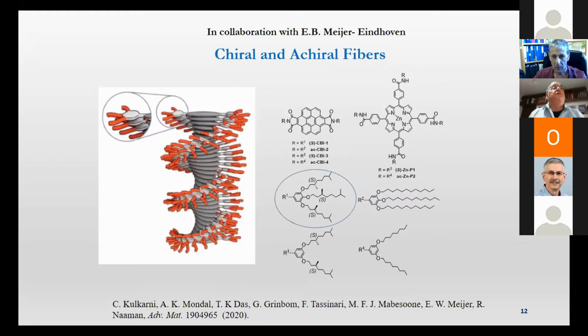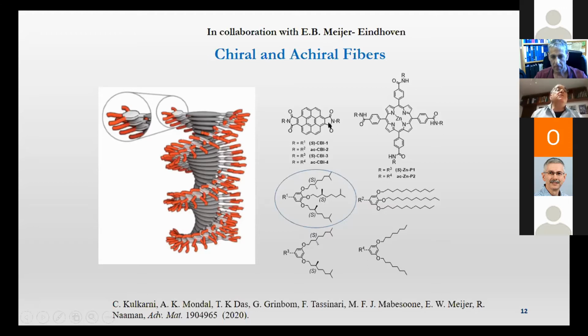Then we went forward to try to understand better the source of this spin polarization. In other words, what molecular parameters affect the spin polarization. And here we joined forces with Bert Meijer from Eindhoven, an organic chemist, and he synthesized these molecules. And these molecules, as you see here, are not chiral, but on the side, he put chiral groups.